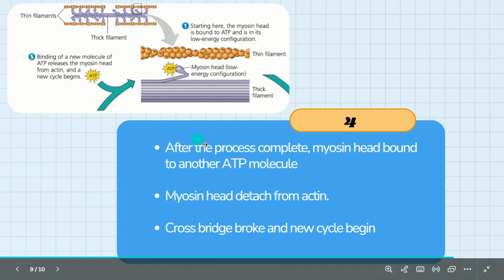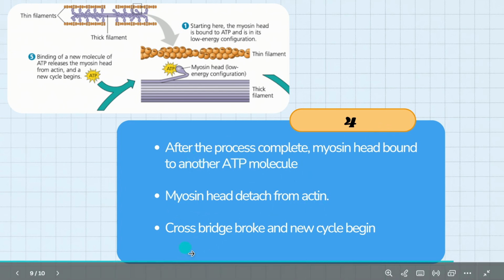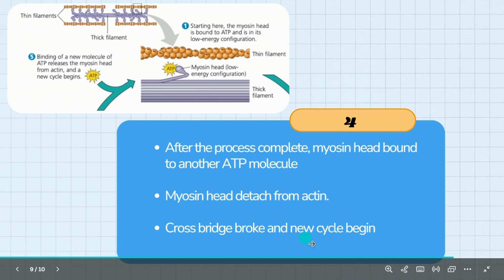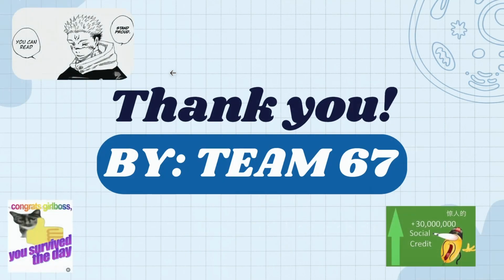The fourth step. After the process is complete, the myosin head binds to another ATP molecule. The myosin head detaches from the actin, the cross bridge breaks, and a new cycle begins. As you can see here, the ATP binds again to the myosin head to break the cross bridge and enable the cycle to begin again, to ensure the complete cycle.